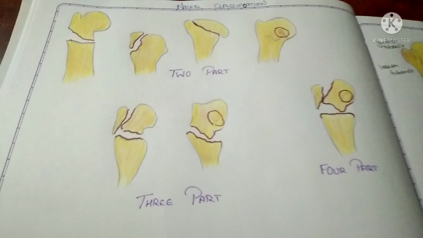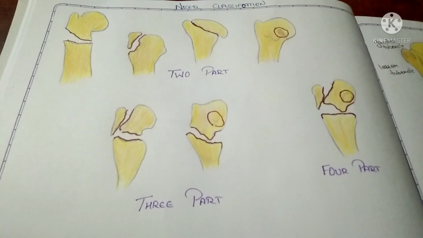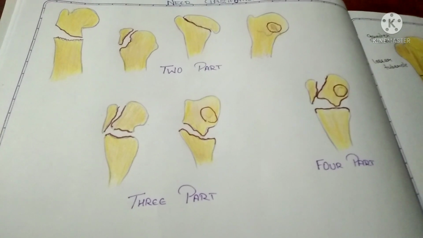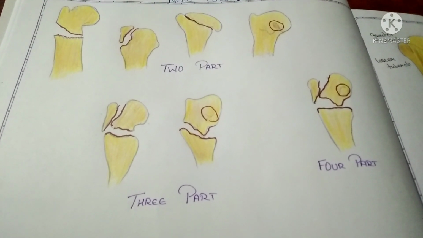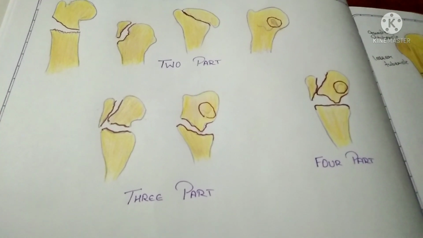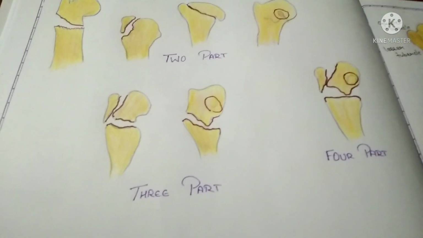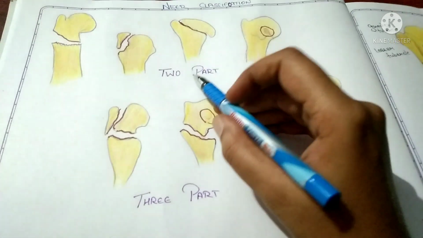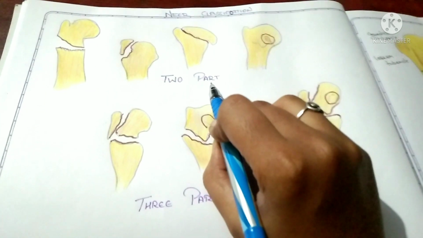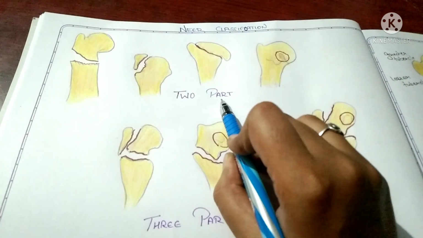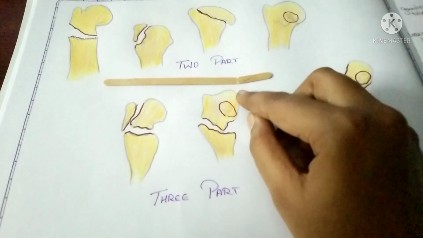Then we will see about Neer classification. Neer classification describes how complicated the fracture is, and this will help in the diagnosis and the prognosis of the fracture. So the treatment will be easier. In Neer classification, there are four types. First, we will see about two-part fracture. Here, the fracture will occur and separate the bone into two parts.